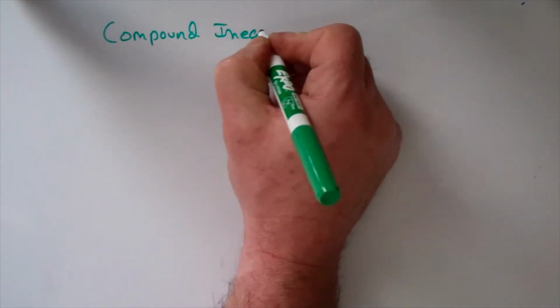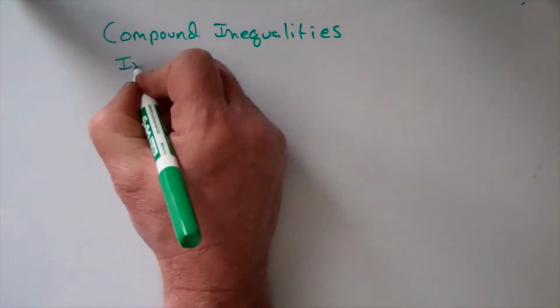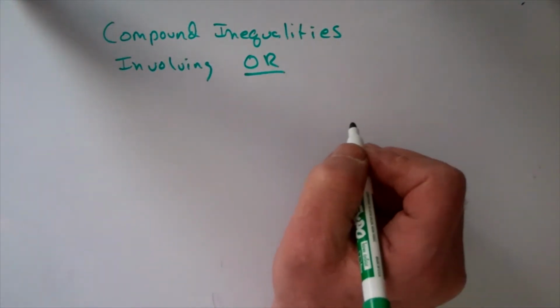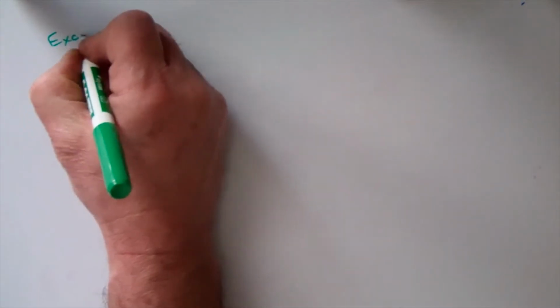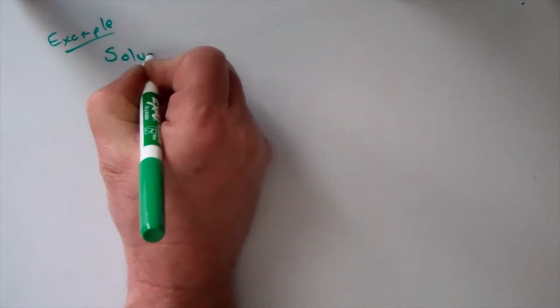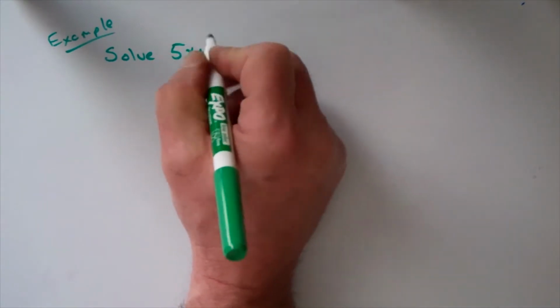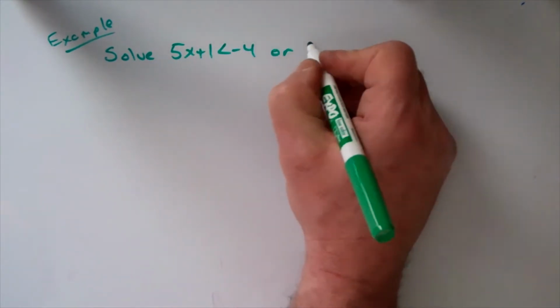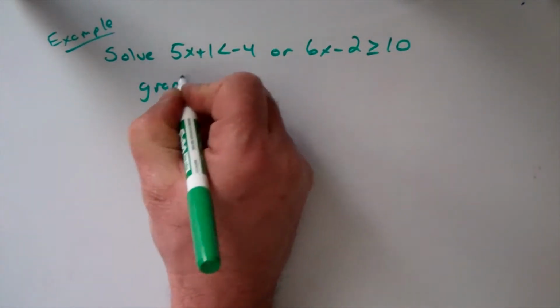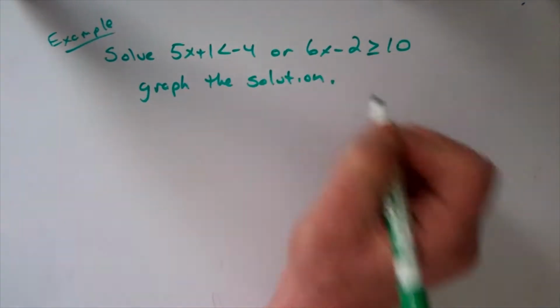Okay, compound inequalities involving OR. So, here's an example. Let's see. Solve 5x + 1 < -4, or 6x - 2 ≥ 10. Then graph the solution.